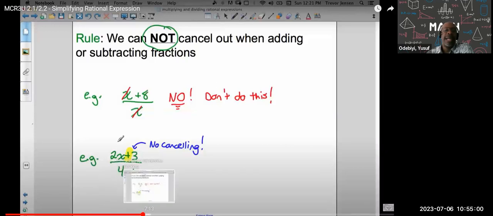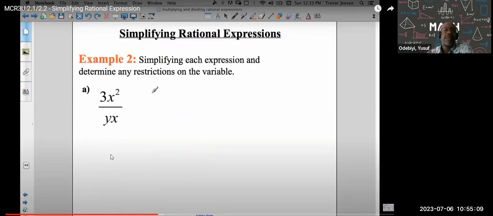Same thing in the bottom, can't cancel nothing, can't cancel it. You can't cancel out that 2 either. Don't think you can touch that 2. Okay, so now we have a rational expression and we want to simplify it.